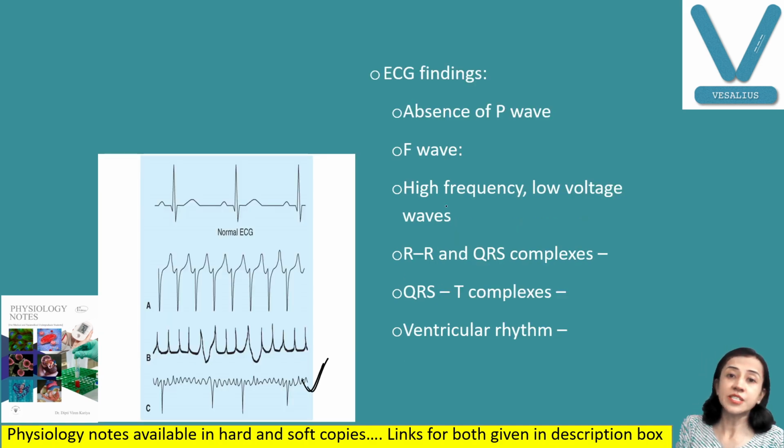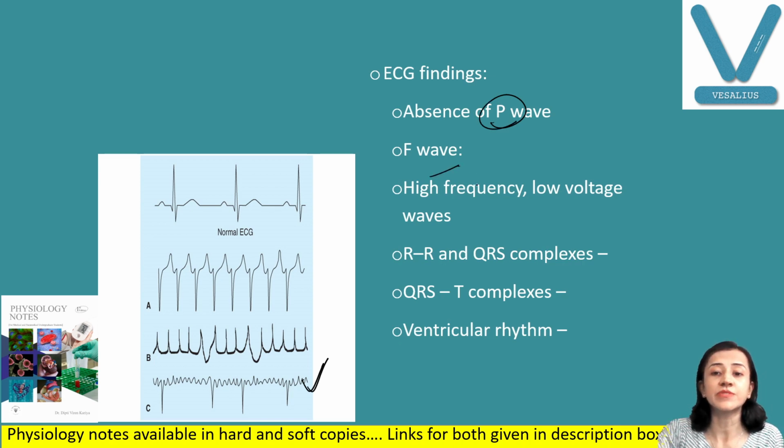ECG findings: you can see here we don't find a P wave. Instead, F waves are there. F waves, also known as fibrillating waves, are high frequency, low voltage waves. Frequency is high and voltage is low. The RR intervals and QRS complexes are irregularly irregular, as you can see here. But when the QRS and T come, they are normal. The ventricular rhythm is irregular because of the irregular arrival of impulses from the atrial muscles to the AV node.